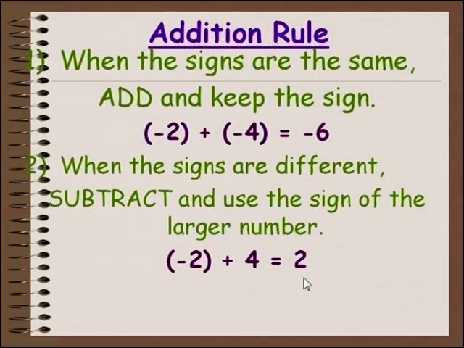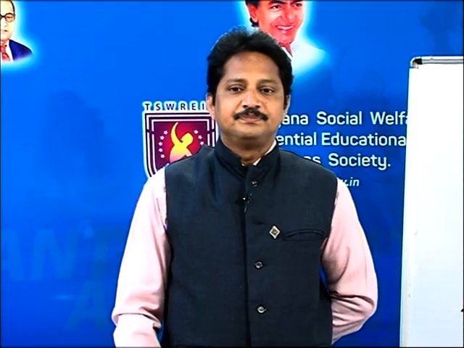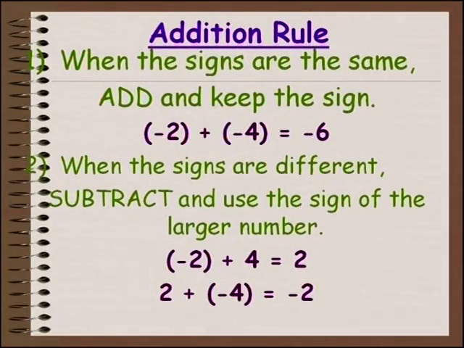For plus, there is no need to write anything. Take 2 plus minus 4, for example. If you observe, 2 is the bigger value and minus 4 is the smaller value, so you will get, of course, minus 2 as the answer. Okay.